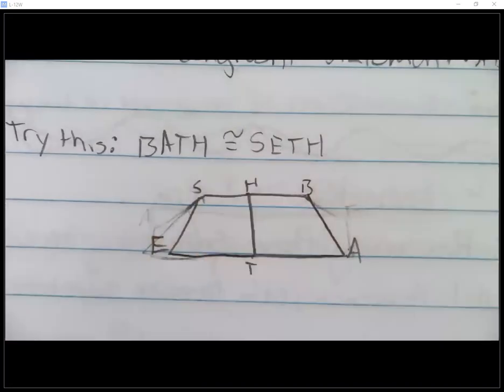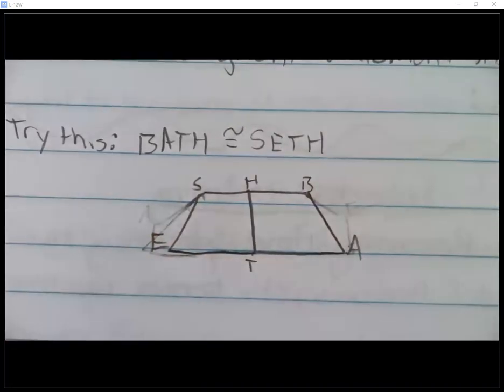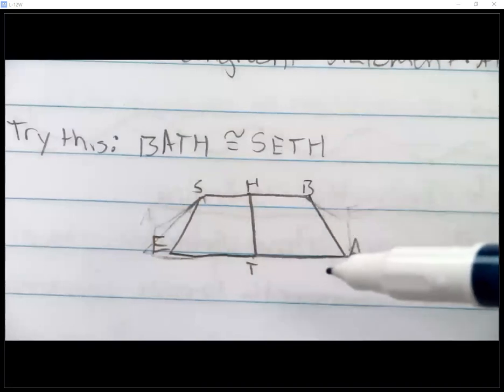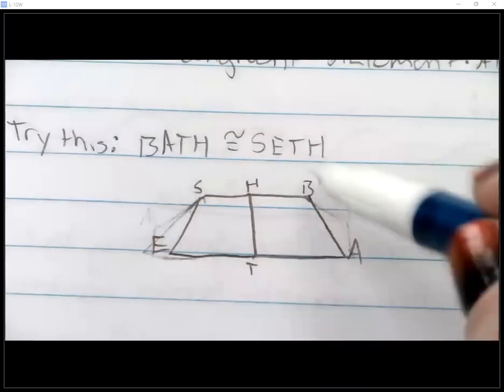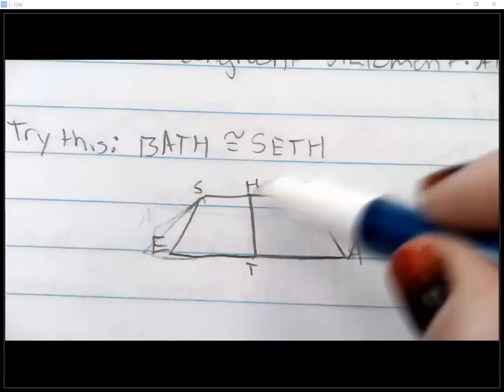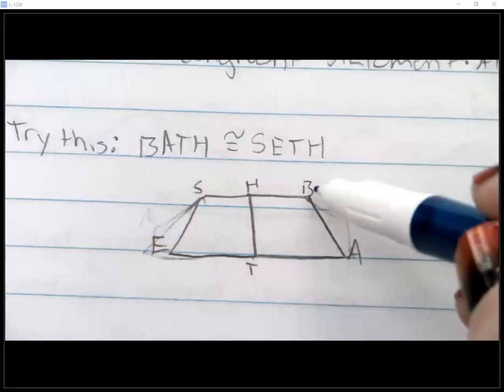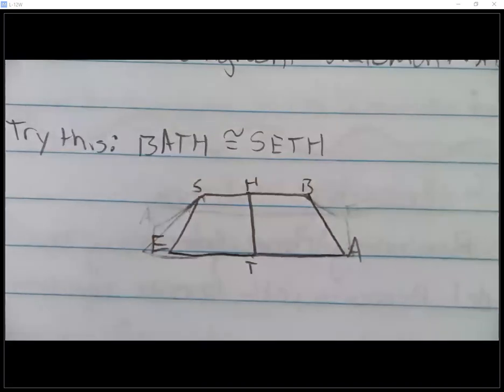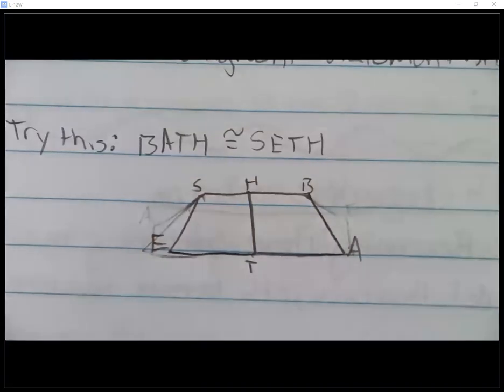One thing I should point out: when you're naming any kind of figure, it doesn't matter where you start, but you have to go clockwise or counterclockwise. So I couldn't do something like BTAH. You can't jump across. You have to pick somewhere to start and then go around the edge either way, but you can't zigzag. So this would be perfect.